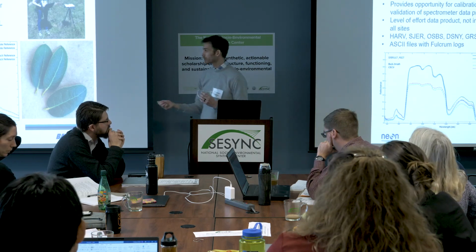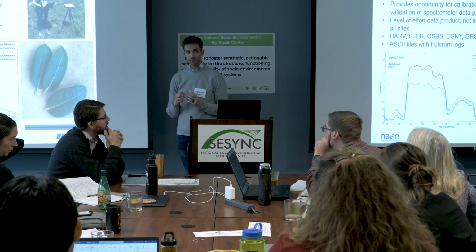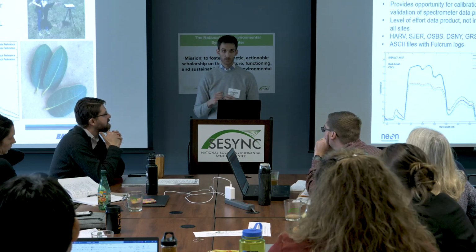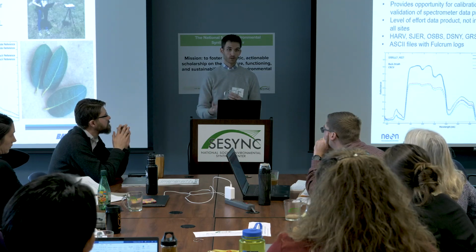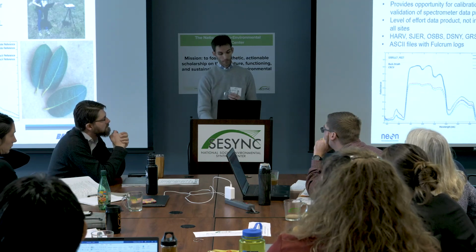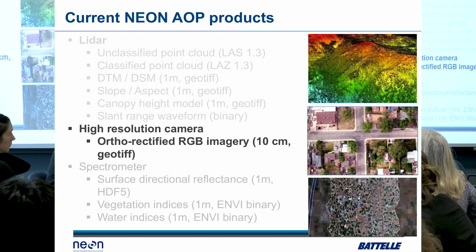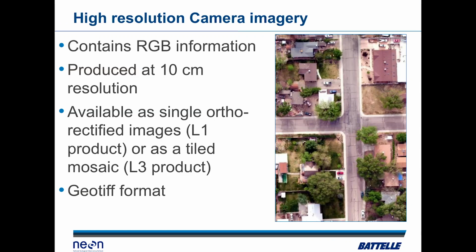And you also provide the species for the field spectra? Yeah. We'll go out and collect leaf samples at a cross section of species across the site, and then we'll provide the species as well as the spectra associated with those. And then we have the high resolution camera imagery. Again, just RGB information. There's your buildings again. 10 centimeter resolution, available as an L1 product or tiled as an L3 product and in GeoTIFF format.